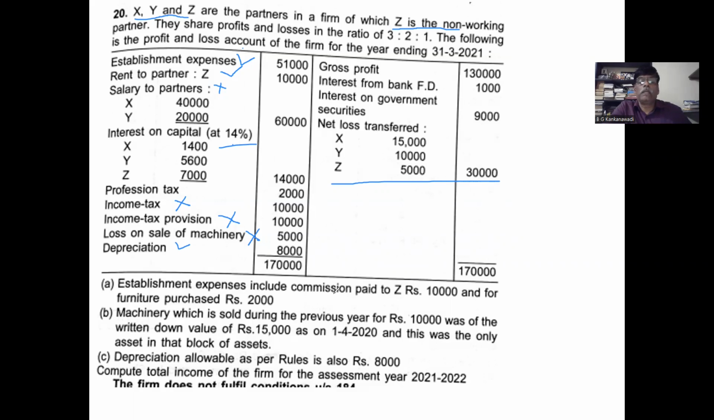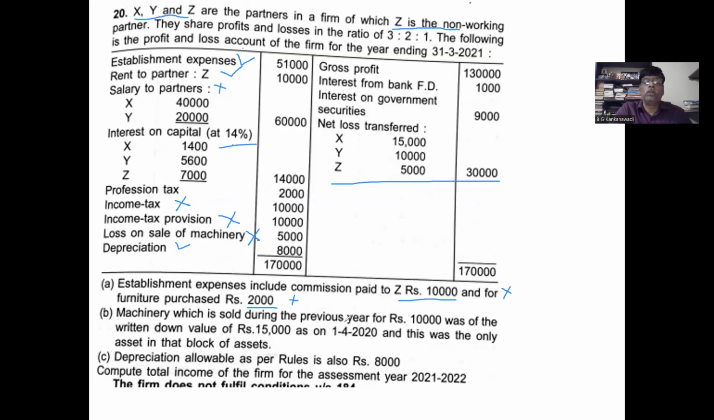Thereafter, establishment expense includes commission to Z 10,000 and furniture purchase 2,000. These two are disallowed. Establishment expense is allowable, but these two are included in that amount, so you disallow these two amounts. One is commission to Z, another is purchase of furniture.